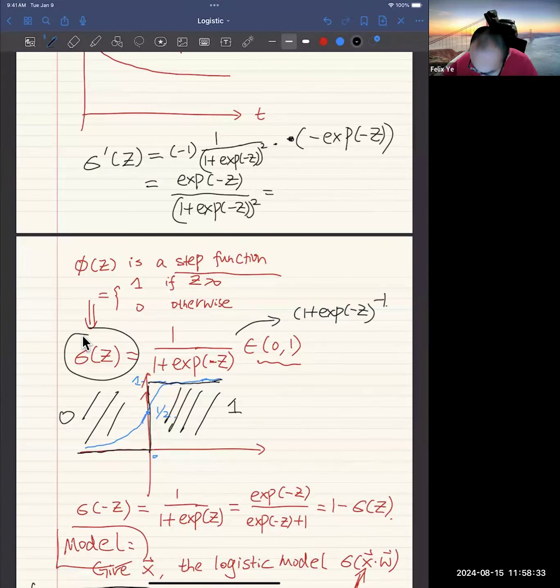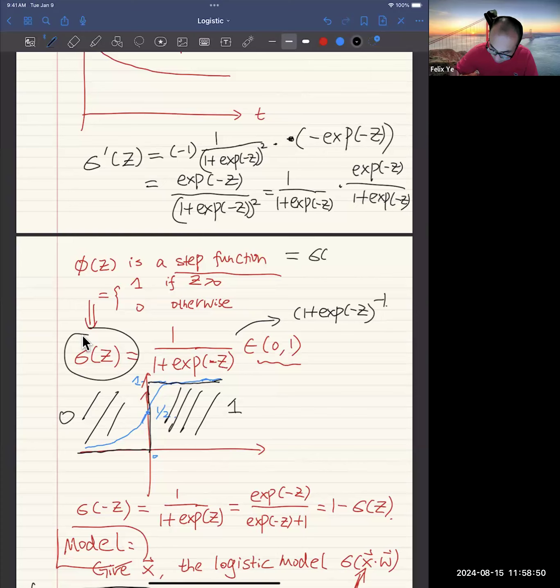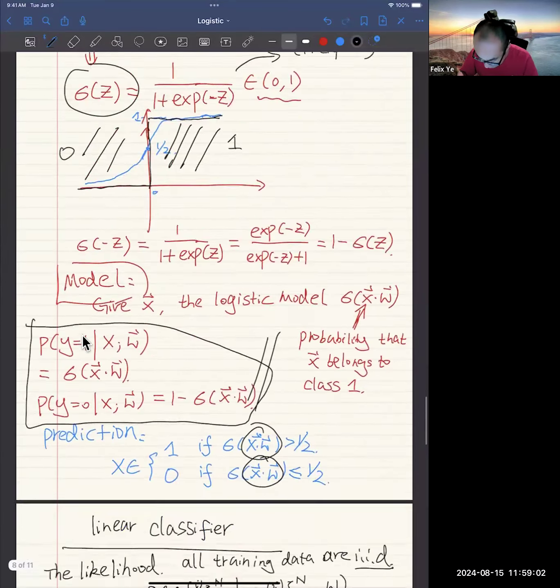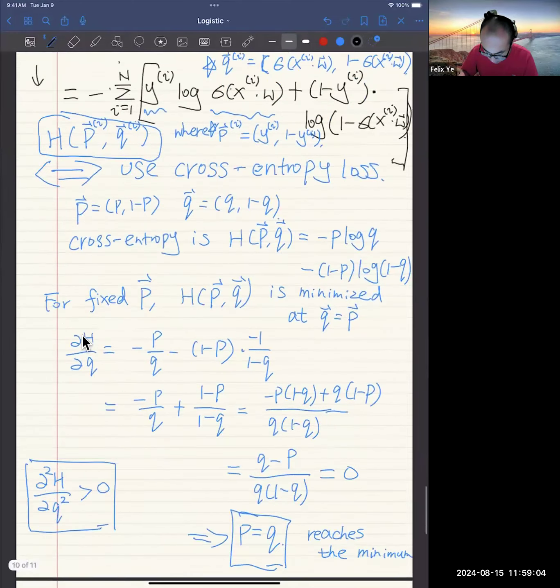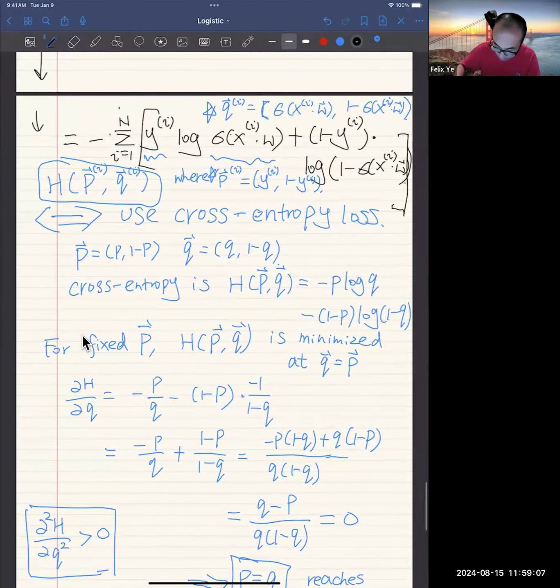Now you can write down everything separately: 1 minus 1 over exponential of minus z, and exponential of minus z over 1 plus exponential of minus z. So this is equal to sigma of z multiplied by 1 minus sigma of z. Okay, we need to use this particular fact right here.